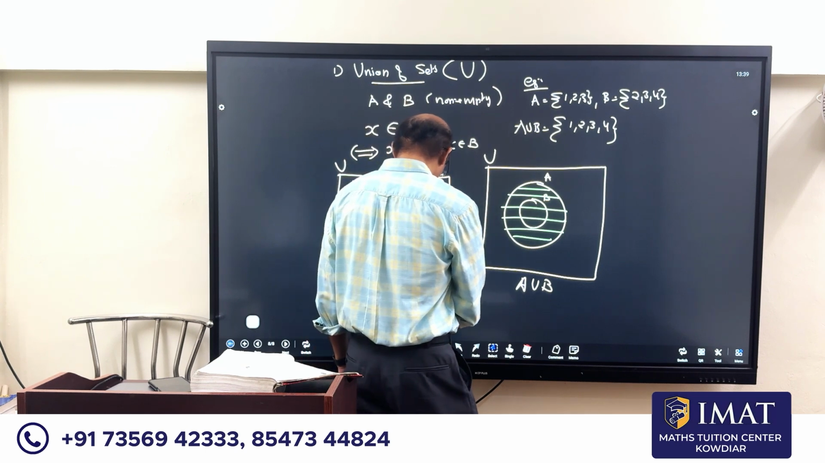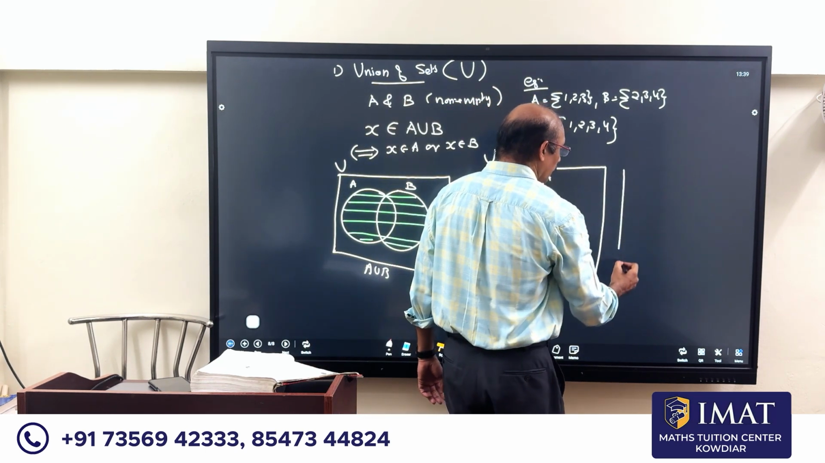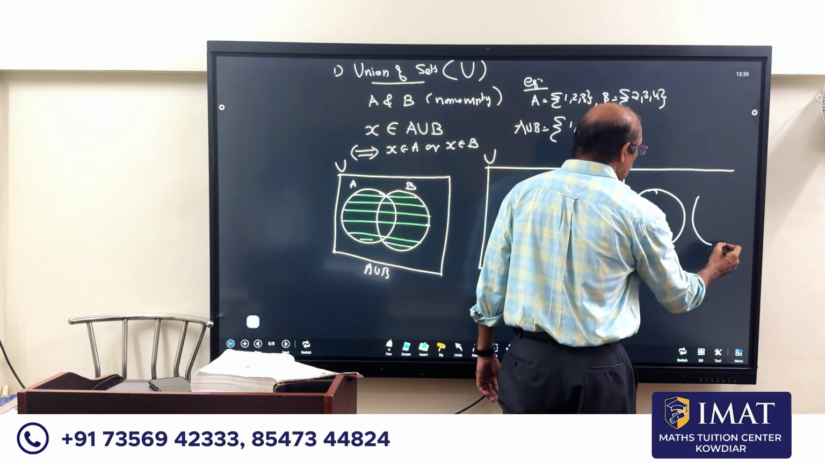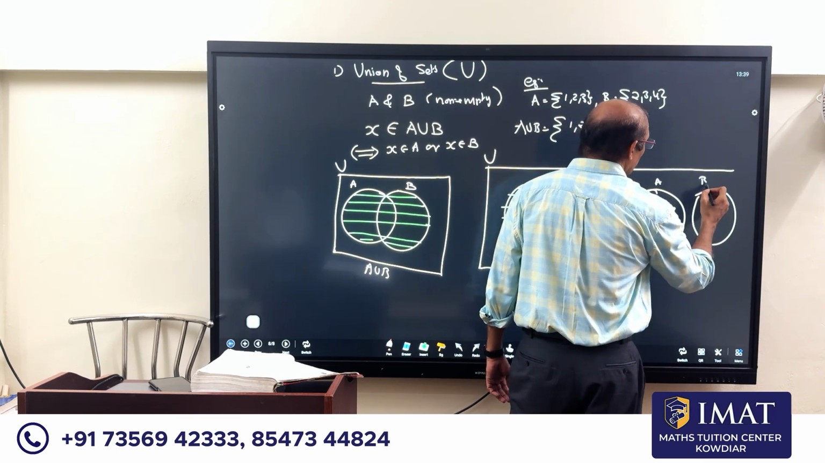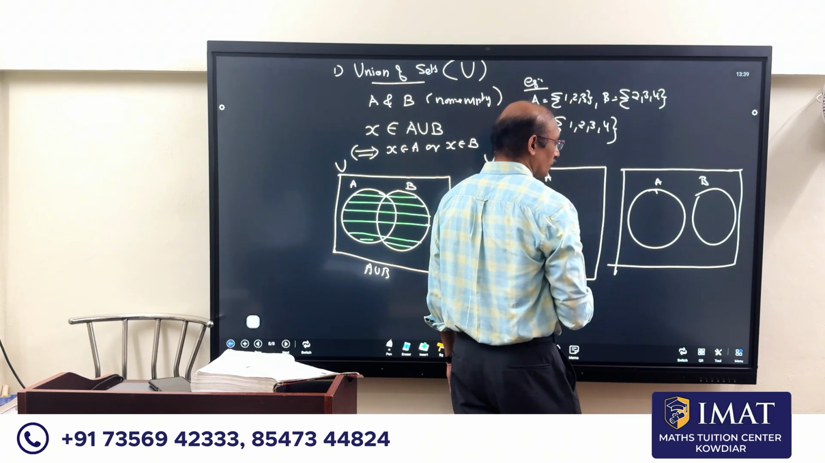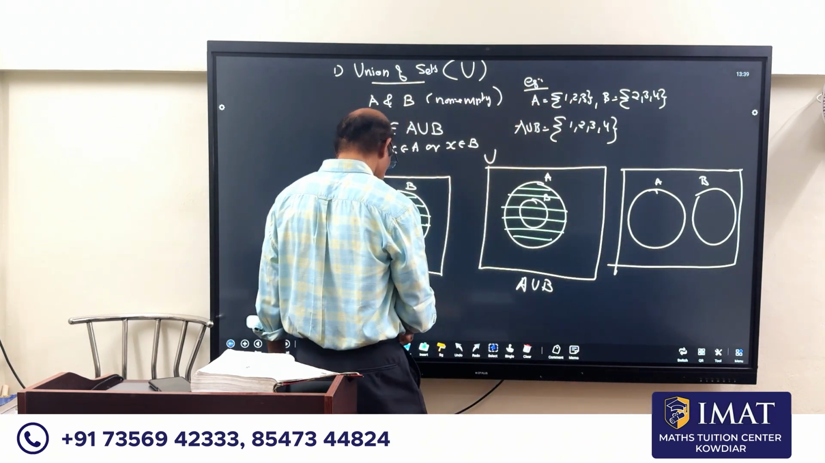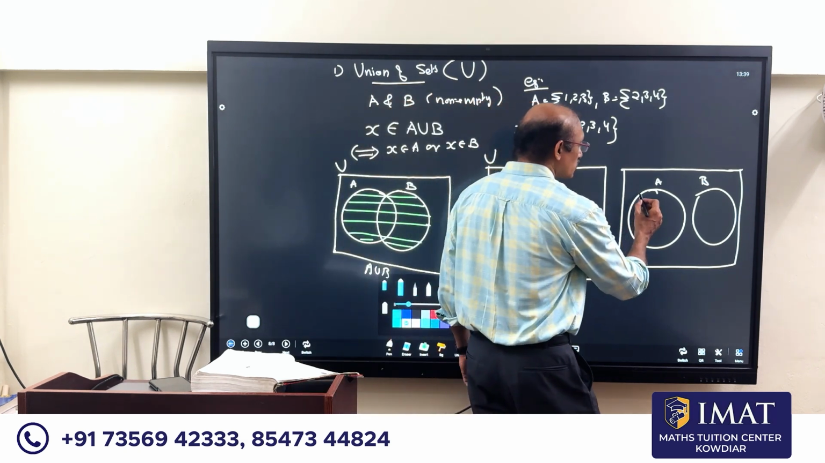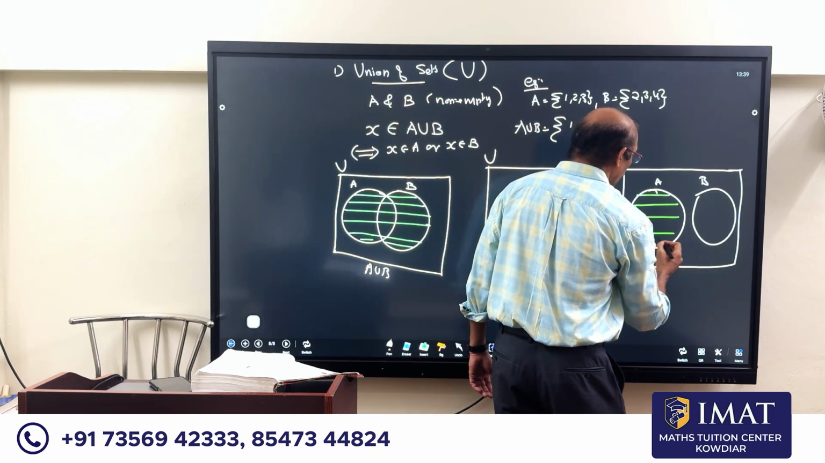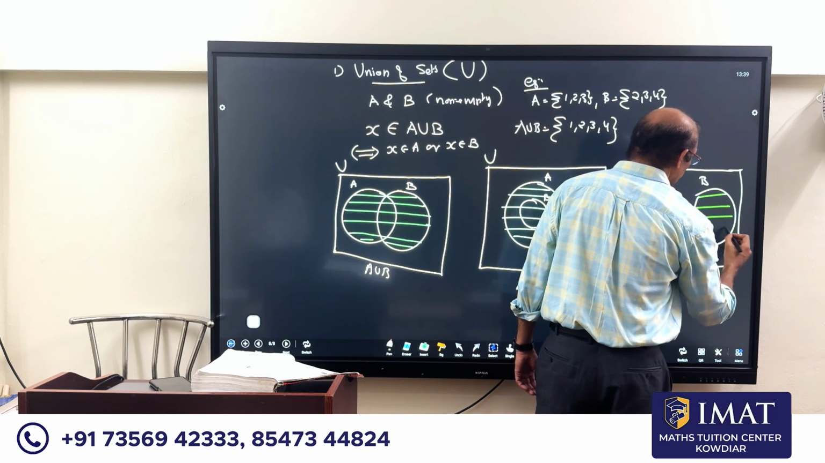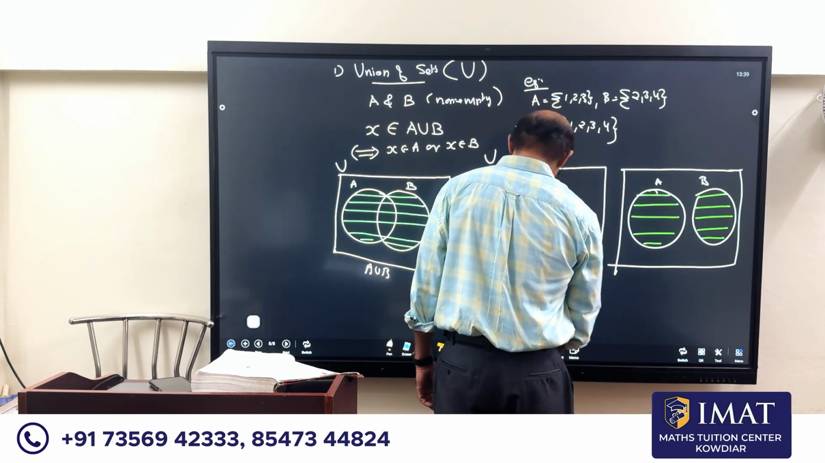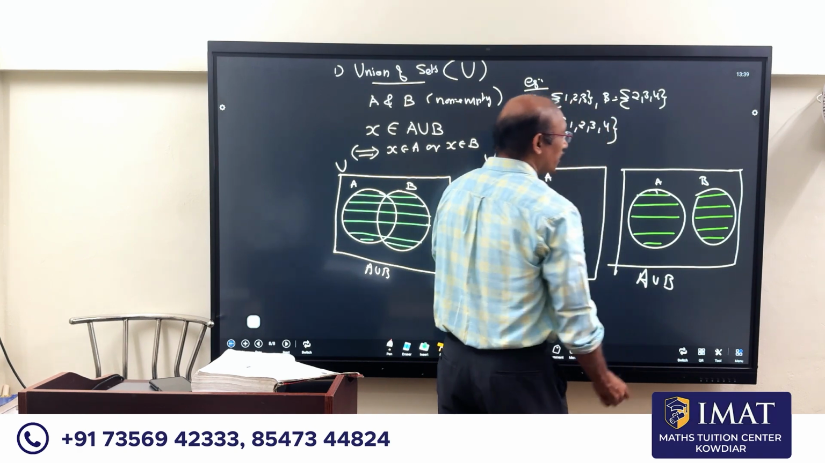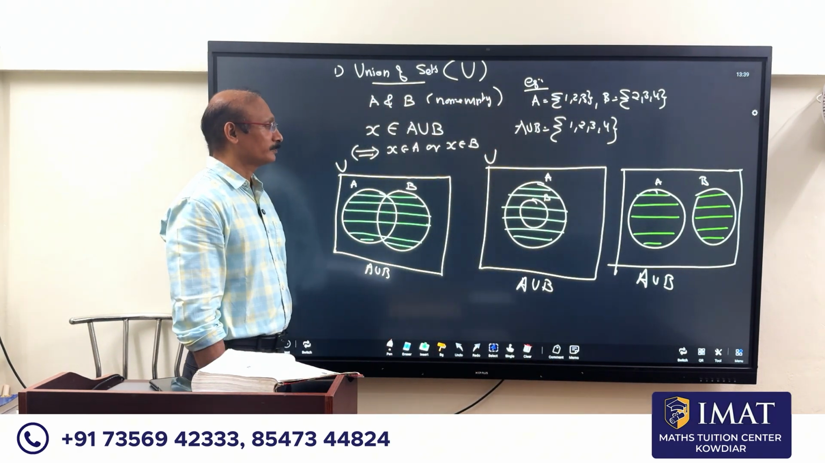Suppose you take the case of two disjoint sets. Suppose I say two disjoint sets, A and B. What is A union B for two disjoint sets? You will say the elements will be either in A or in B. So which means you just shade A as well as B. So all these are the representations for A union B in the Venn diagram form.